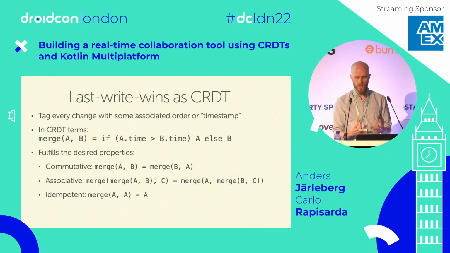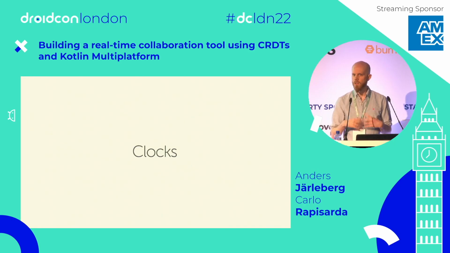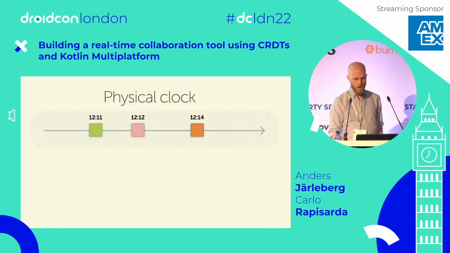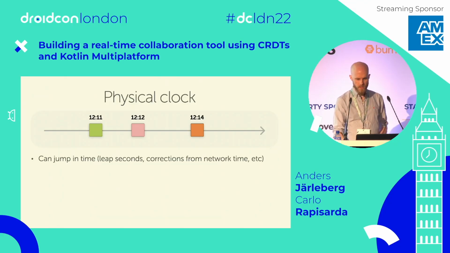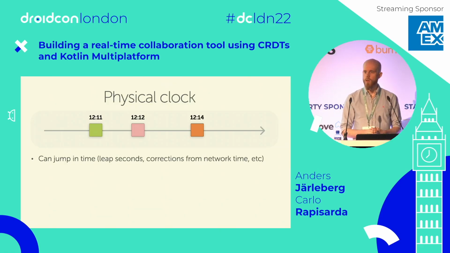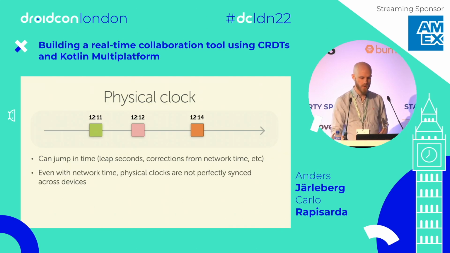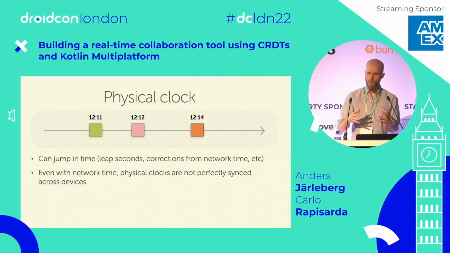But so this timestamp, what do we mean by that? We need to talk a little bit about clocks, because we need a reliable system to place events in our timeline. We could use the physical clock, which is simply the device time. Maybe it measures the number of seconds since the Unix epoch or something like that. The problem with this is the device clock can, of course, jump in time. There's things like leap seconds or corrections from network time, or maybe the user is changing their clock. Even if we're using network time, all of our nodes are not necessarily going to be exactly at the same time. There's always going to be some kind of drift.